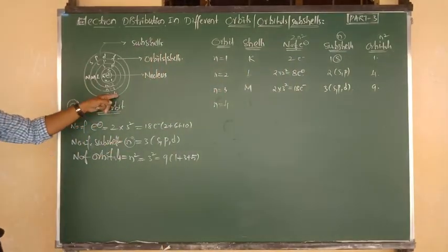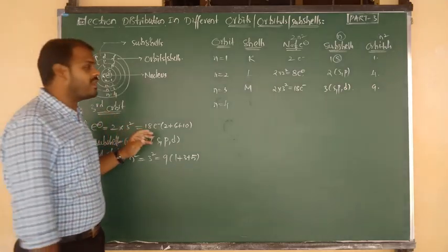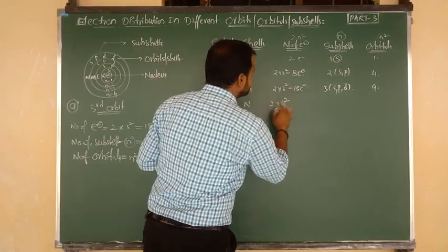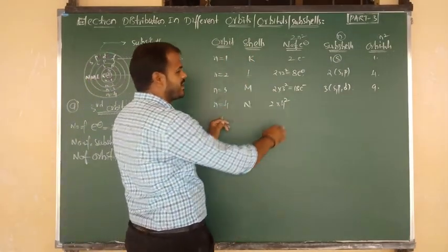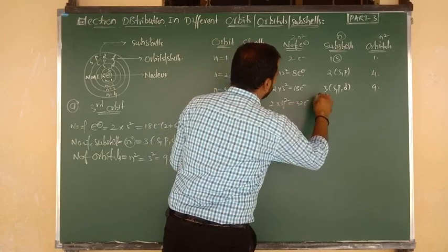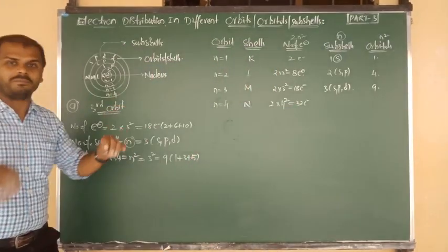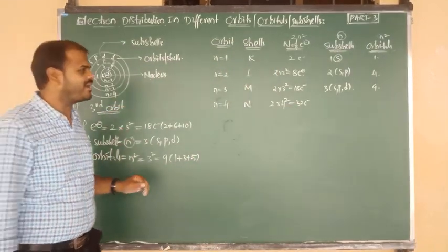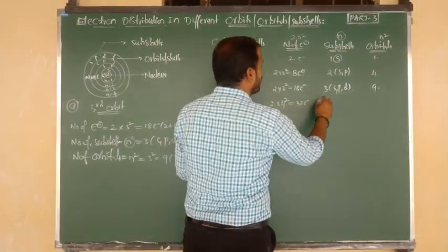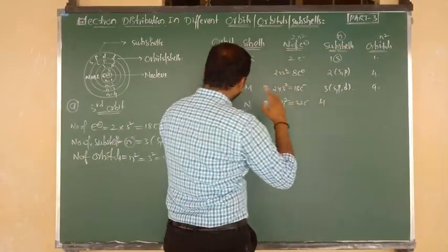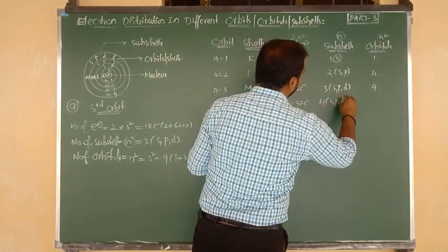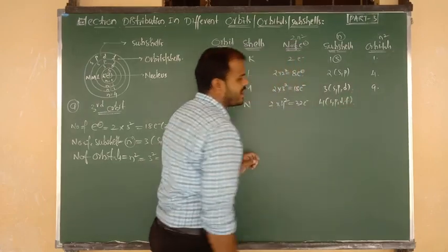Next, I am going to give you n equals 4, the fourth orbit. Which shell is it? The N shell. So we write 2 into n square, n square is 4 square, which is 16, and 16 twos are 32 electrons present in the fourth orbit. Again the subshell formula is n, and now the n value is 4, so the fourth orbit contains 4 subshells: S, P, D and F.